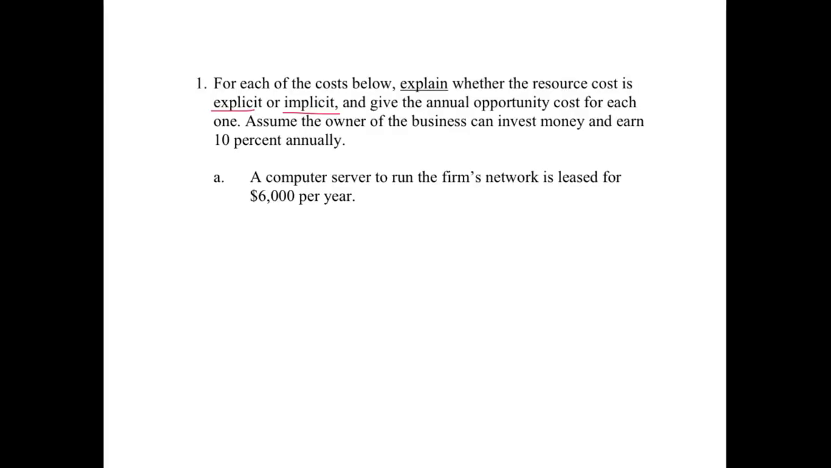So, problem number 1, we have 5 transactions, and for each one, we're going to first of all explain whether it's an explicit or implicit cost, and then second, determine the opportunity cost for each one. And we're given a bit of information here. This is important. We're going to assume that we can invest our money and earn a 10% rate of interest. This will be most important for some of our implicit costs. So keep that in mind as I change slides. Just remember that there is a 10% rate of interest we can earn on our money.